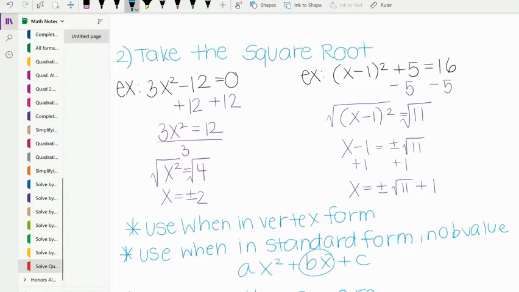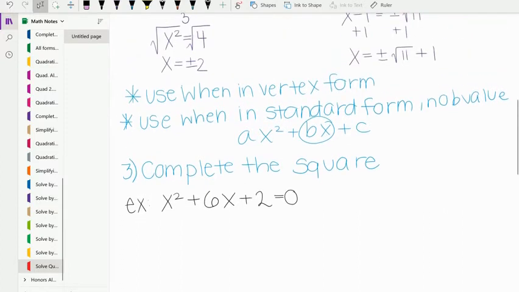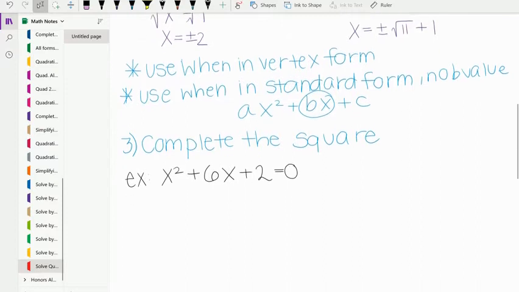All right, the next method, which we have practiced a lot, is completing the square. So we use completing the square to solve, but we also use completing the square to put it into vertex form. So because of that, we actually have practiced this a lot. It takes a little bit longer than if we were to take the square root. Completing the square will always work, but sometimes it might be trickier than others, or you might get weird numbers. But the a value has to be 1.